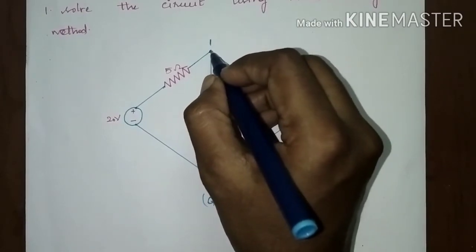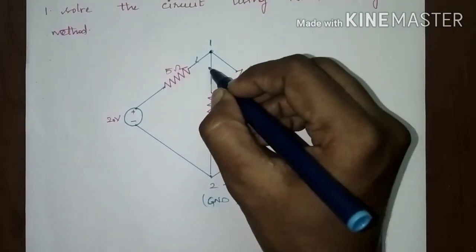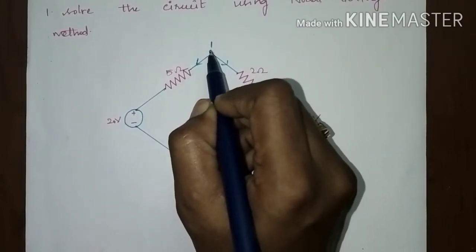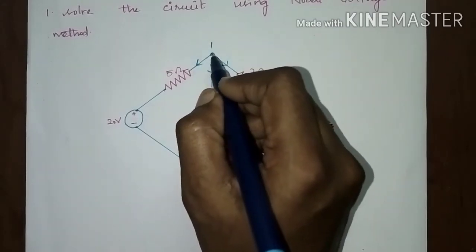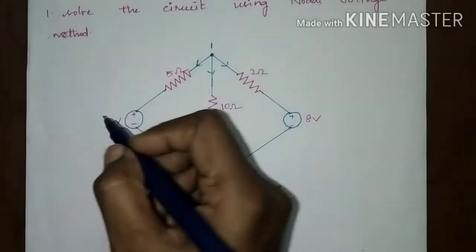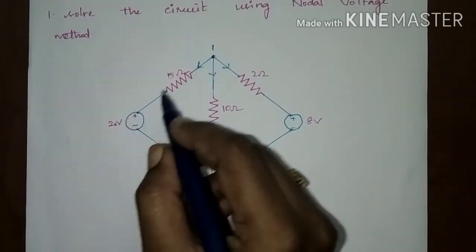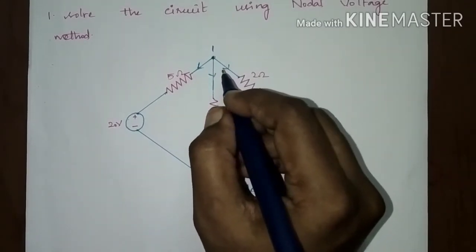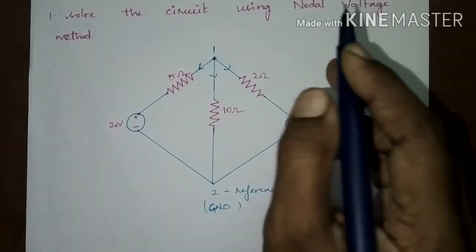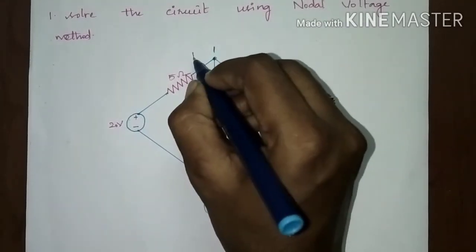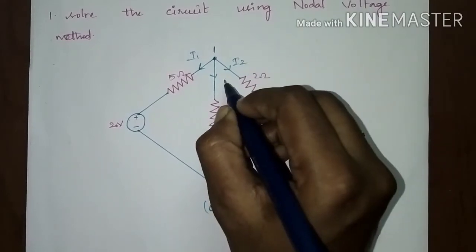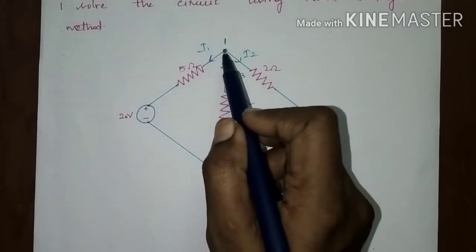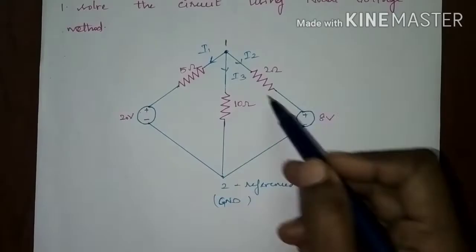Here, assume this is at a higher potential, so the current would be leaving. You have to assume the node which you are taking is at a higher potential. If it is at a higher potential, then the current will go from higher to lower potential. Whatever the voltages in the network may be, you have to assume that node is at a higher potential, so that the current would be leaving towards a lower potential. This is current I1, I2, and this is current I3. You are just assuming, so the current would be directed towards the ground.